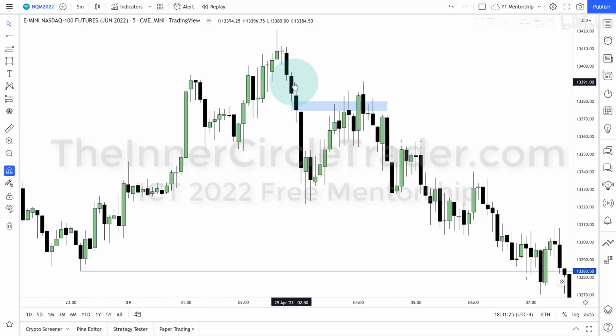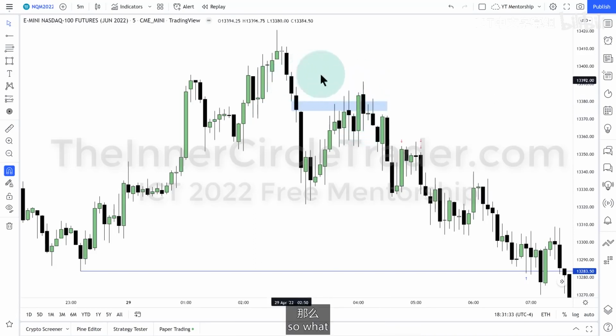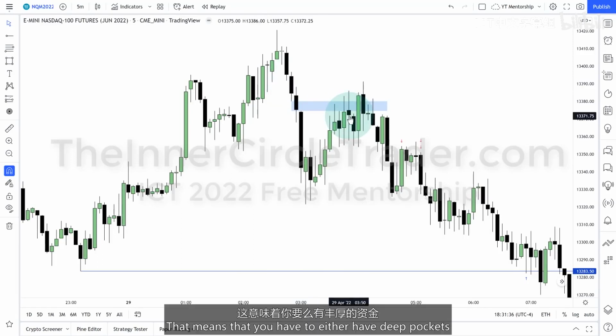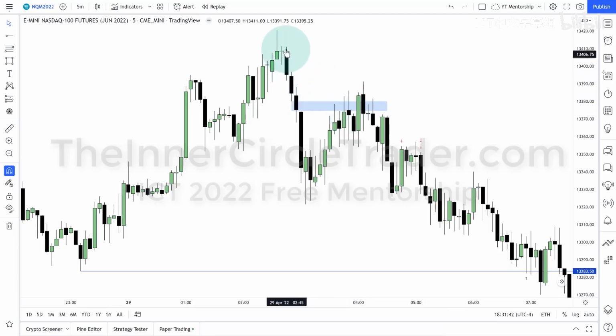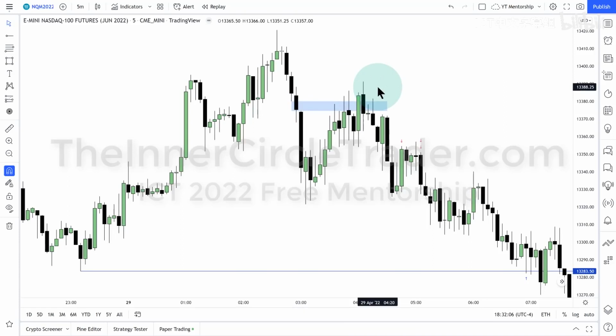This fair value gap here, we expect that to stab up into it. So our stop has to at least be in a position where it can weather that. So what does that mean? That means that you have to either have deep pockets and allow for your stop loss to be inside this here, or you use the micros, which is fine. I don't want to do a micro, man. I want to be in there $20 per point. Okay. But you have to have an account that will allow for that. If you don't have that, then trade the micro. But I don't want to do that. Okay. Gamble. But not because I taught you to do that.